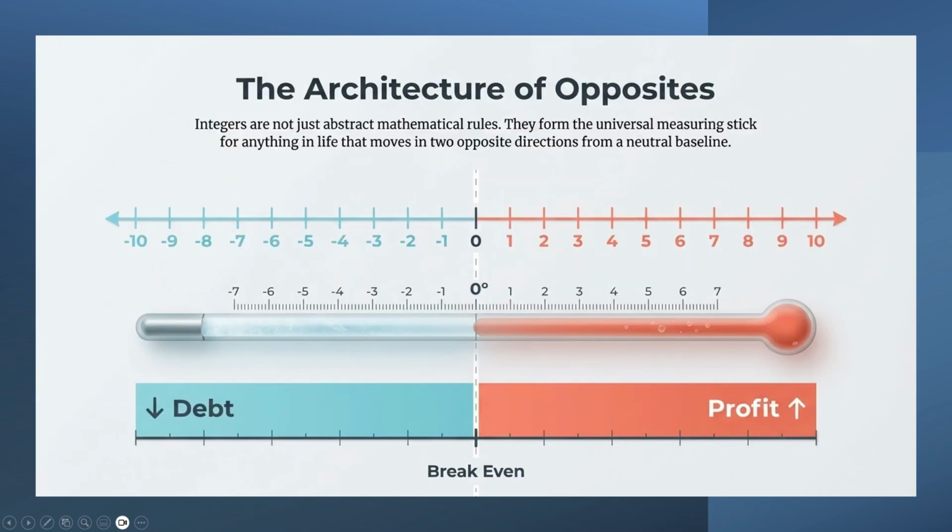So this is the architecture of the opposites. These are not just mathematical rules, they apply to anything that moves in two opposite directions from a neutral baseline. Means the negative numbers represent your minuses and your positive numbers represent your pluses, such as a profit and the rise in temperature on the thermometer as well as the right side of the number line.